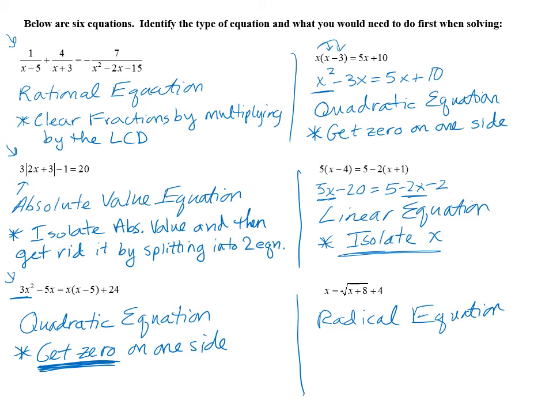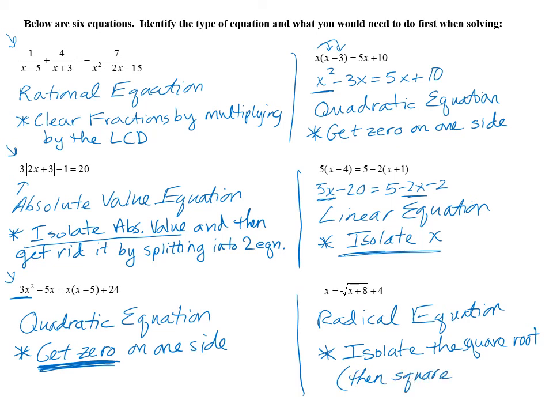So when we have a radical equation, in this case a square root equation, what we're going to have to do is isolate the square root first. Just like we had to isolate the absolute value in the absolute value equation, we have to isolate the square root, or the root if there's a different root. Once you've isolated the square root, then you're going to go ahead and square both sides of the equation to get rid of the root. But you have to isolate the square root before you do that.